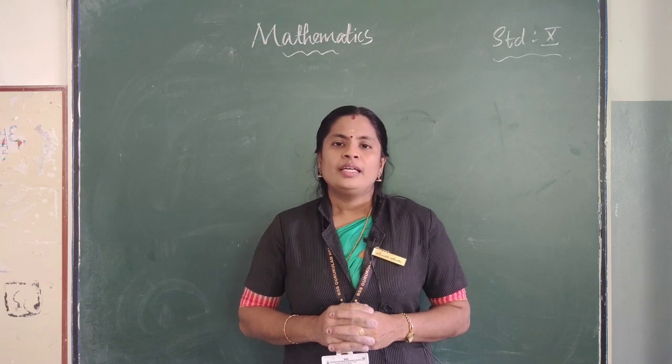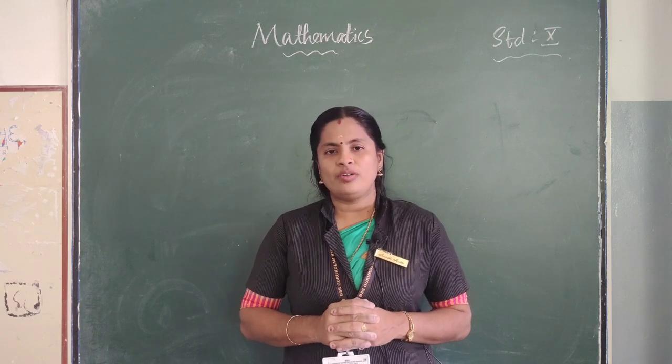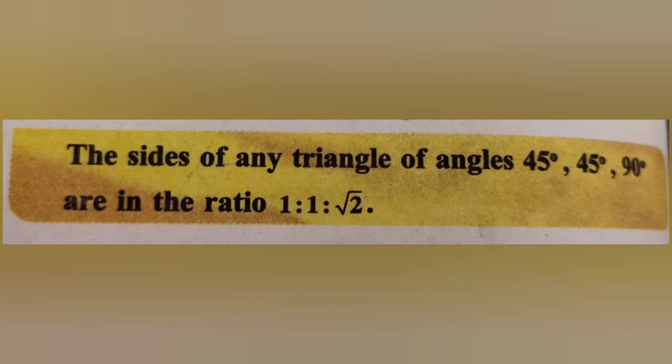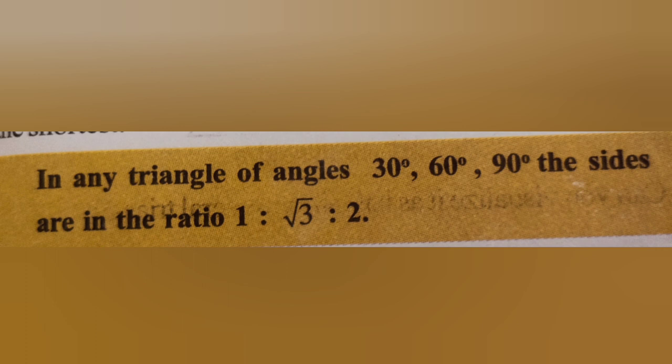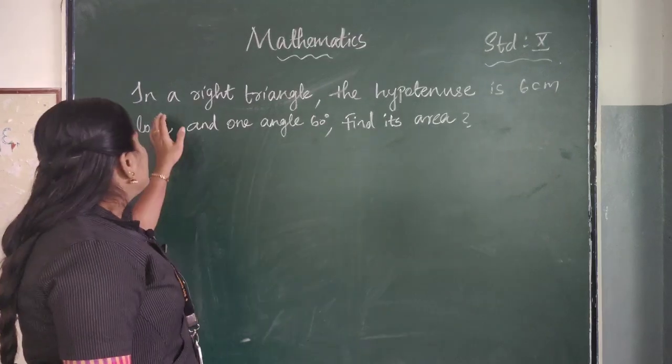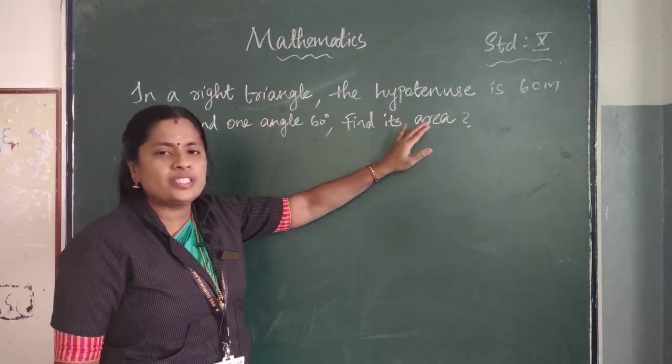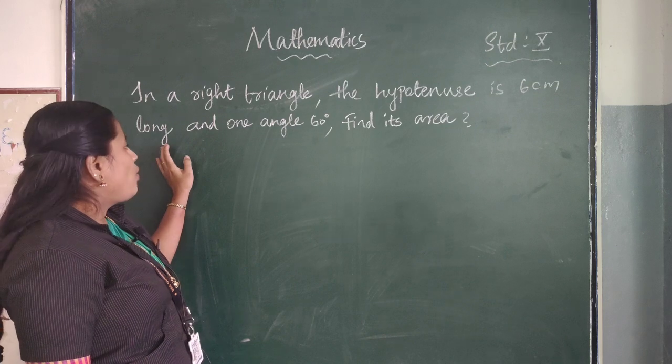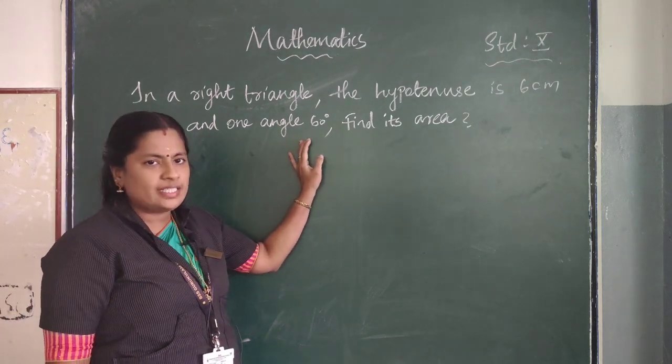Okay? In the previous class, we discussed that the sides of any triangle with angles 45 degree, 45 degree, 90 degree are in the ratio 1:1:√2. In any triangle with angles 30 degree, 60 degree, 90 degree, the sides are in the ratio 1:√3:2. The first problem. In a right triangle, the hypotenuse is 6 cm long and one angle is 60 degree.